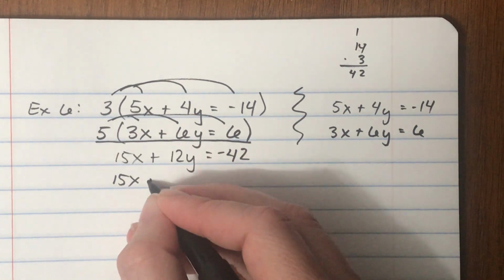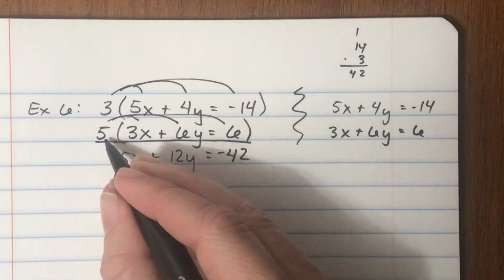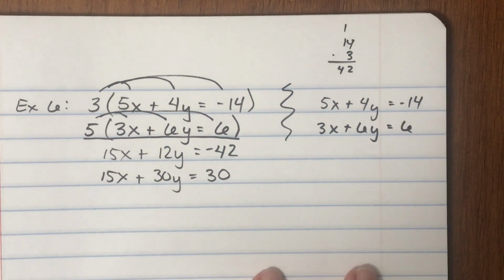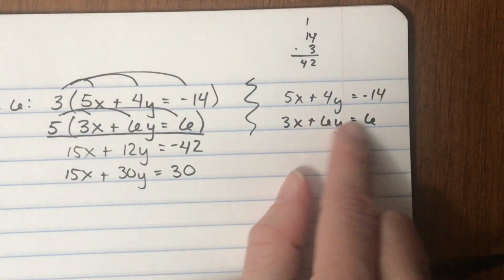5 times 6 gives me 30y. And then 5 times 6 is also 30. And now we're ready to eliminate. Now, we'll come back to this in just a second, but I just want to show you.